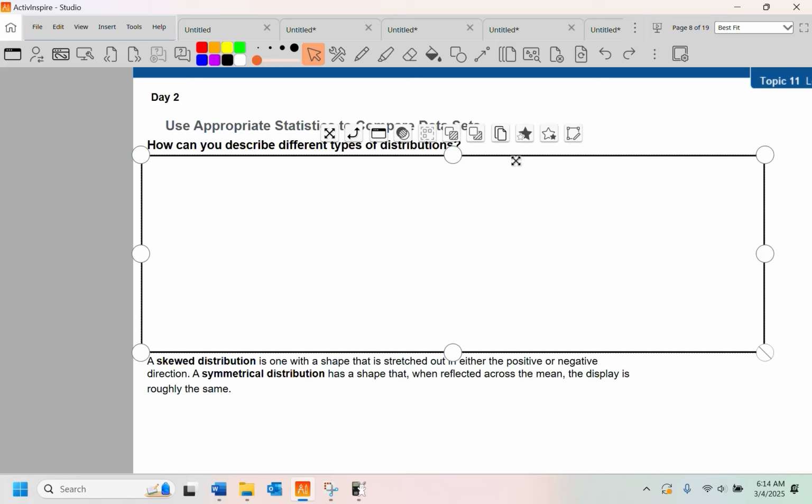So this is 11.3, part 2. I should probably put that up in the title. But anyways, I'll do that later.